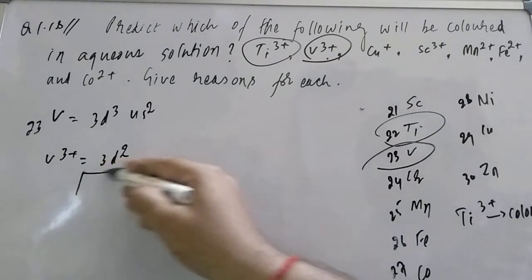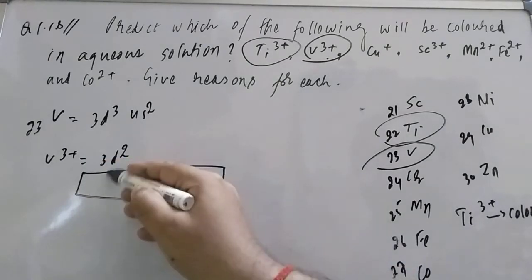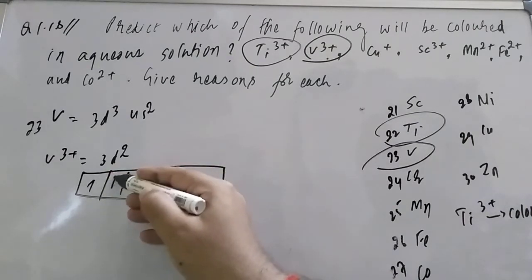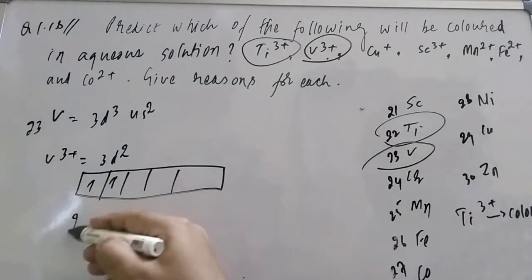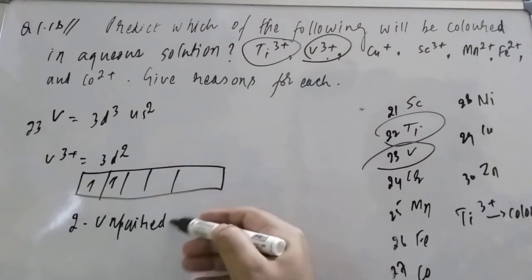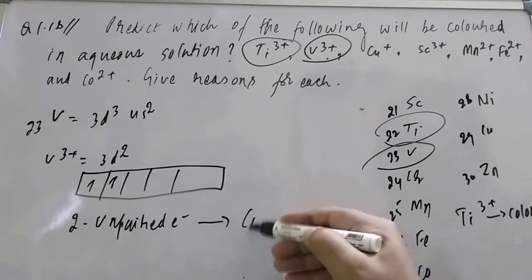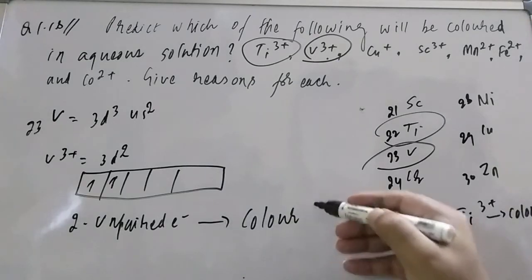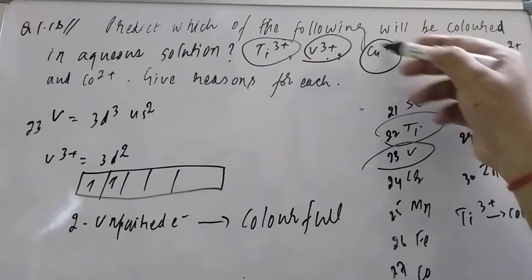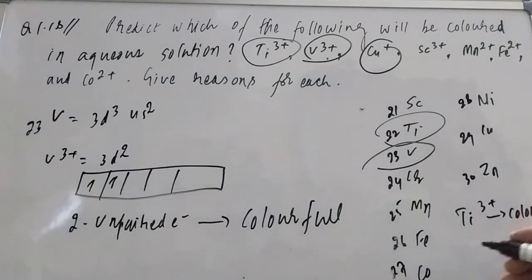And the d orbital has five orbitals: 1, 2, 3, 4, 5. So how many unpaired electrons, student? 2 unpaired electrons. Since it has 2 unpaired electrons, it will be colorful. Now for the next option: vanadium 3+ is also colored.